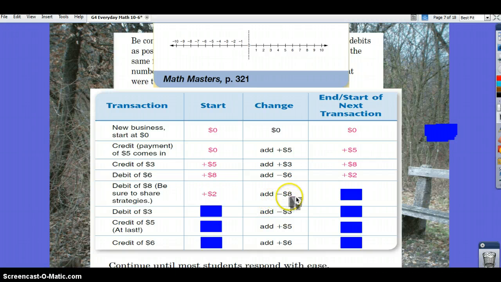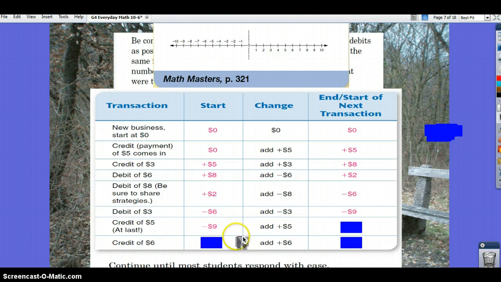Uh-oh, we have another $8 bill, and we have only $2 in our possession. So by the time I pay those $2 off that $8, I am still at a negative $6 that I owe. So I start that negative 6 as my next day, and I need to add another negative 3, meaning that I spent 3 more that I truly didn't have, which is going to leave me at a negative 9. Now that's what I start with the next day.